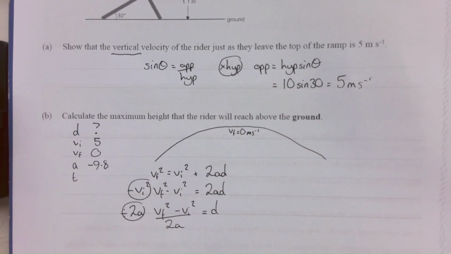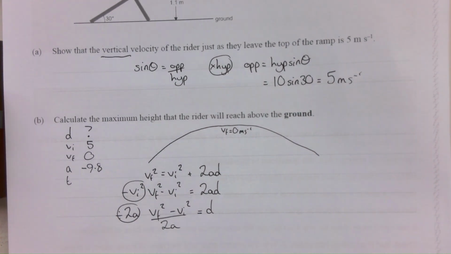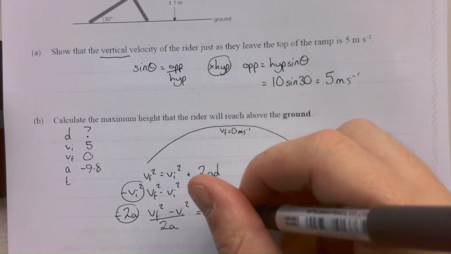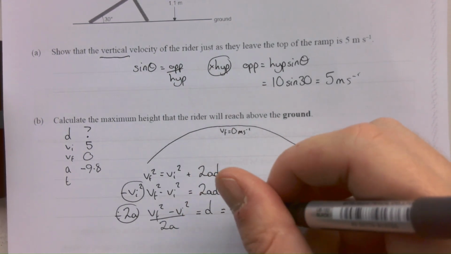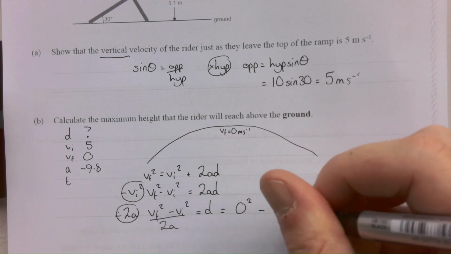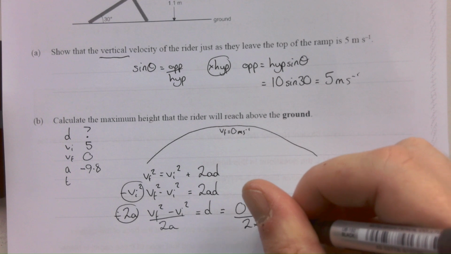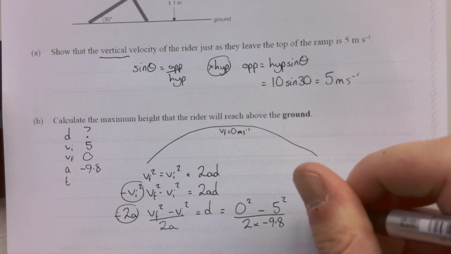And that gives me an equation for my distance. And then simply put all the numbers in from this little table I've done up in the corner, and I work out my distance. My Vf was 0, so 0 squared minus 5 squared, divided by 2 lots of minus 9.8.